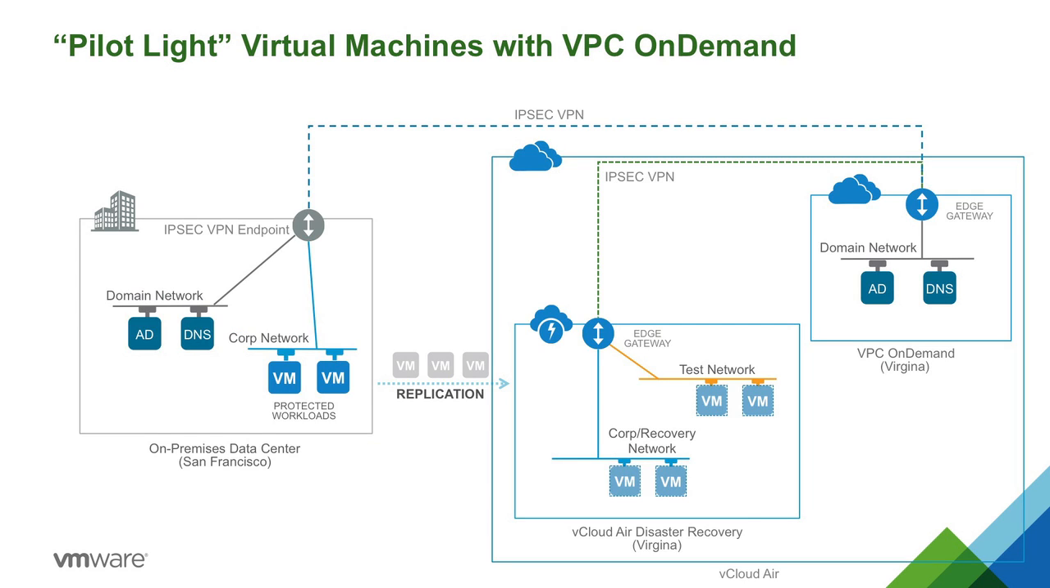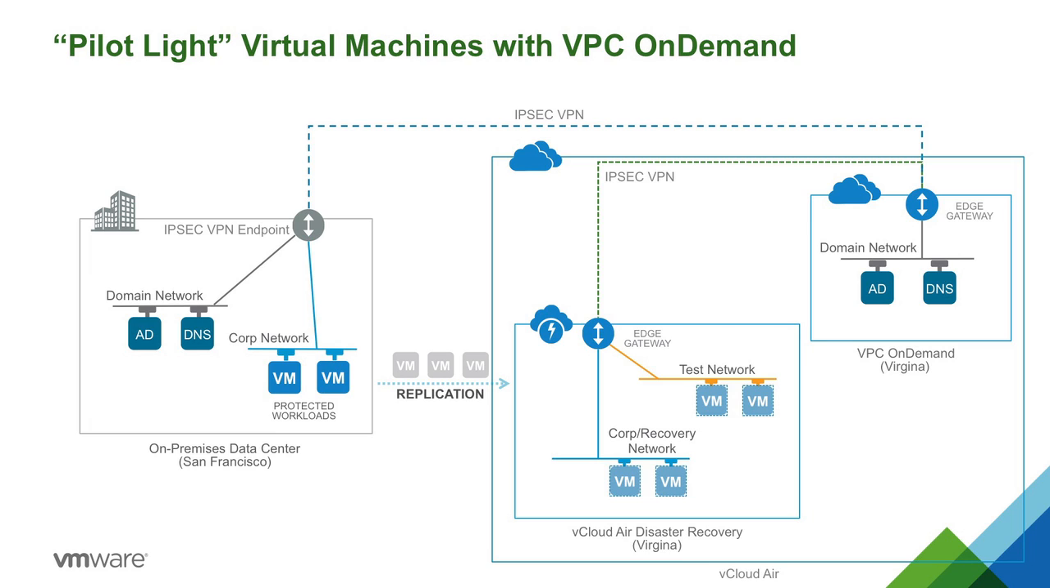Another option is to leverage the virtual private cloud on demand. Now, this follows a very similar pattern to what you just saw with cross-connect. However, in this instance, you're actually spinning up virtual machines in the cloud to provide you the infrastructure services that you need. So in this diagram, you can see we have our on-premises data center on our left. We have a domain network where our Active Directory and DNS run, and then we have our virtual machines running on a corporate network. We replicate those corporate network virtual machines out to vCloud Air Disaster Recovery, so they're available to us in the event of a disaster and a failover.